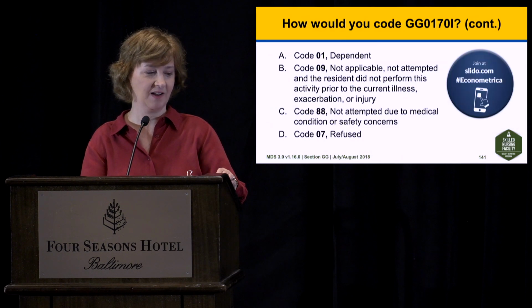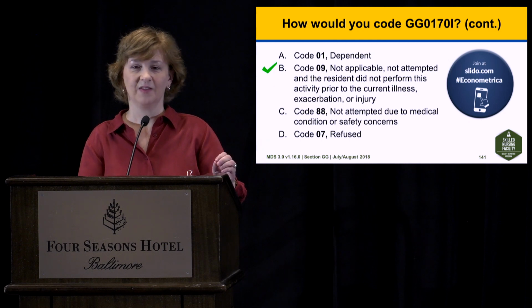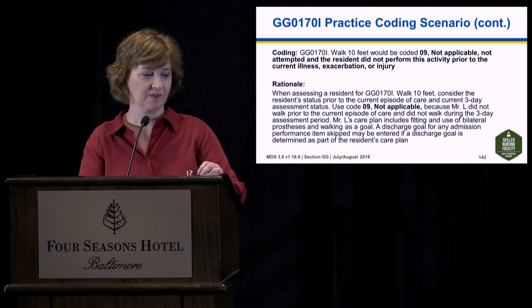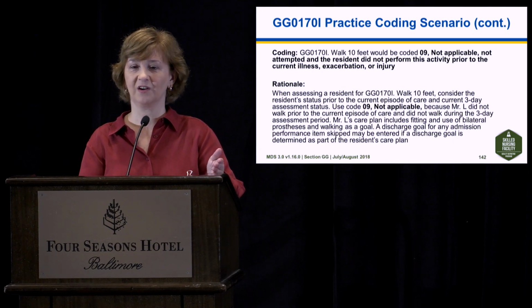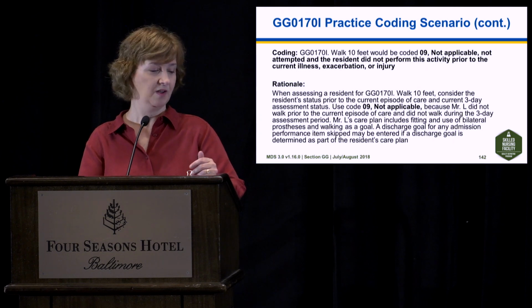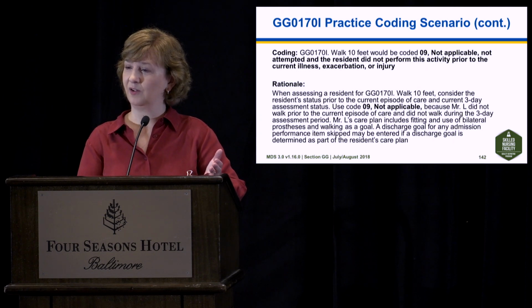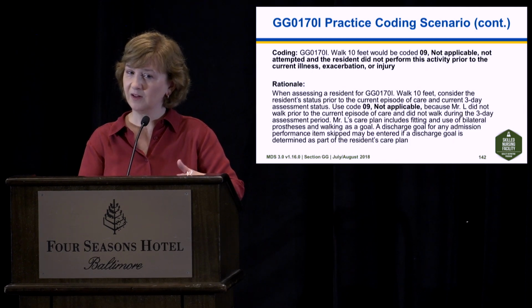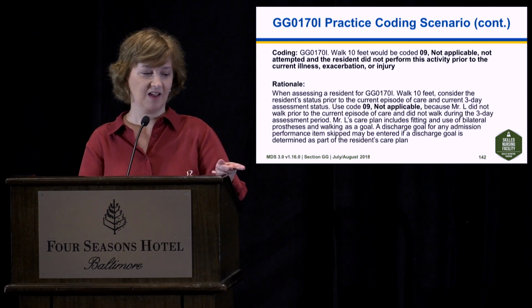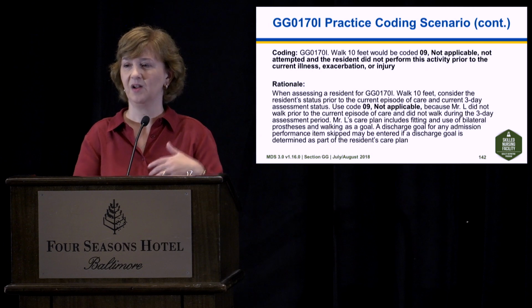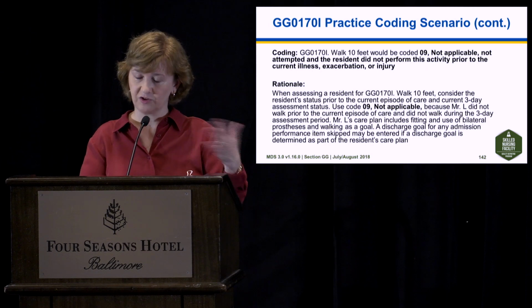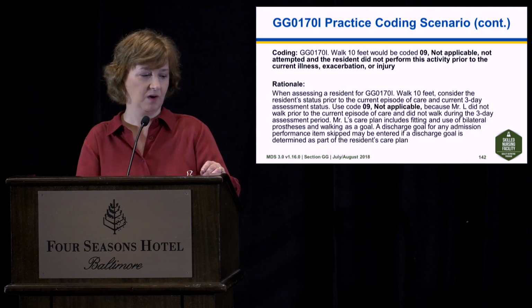Again, the rationale is that this gentleman did not perform the activity at the time of the assessment, and he did not do it prior to the current illness, exacerbation, or injury. Code 9 could certainly be used potentially for a goal, although in this instance, it says he is going to get fitted for bilateral prostheses, and walking is a goal for him. So in this instance, I would not code it as a goal, but certainly for somebody who did not have a goal of walking and would just be in a wheelchair, you could code 09 as a goal.